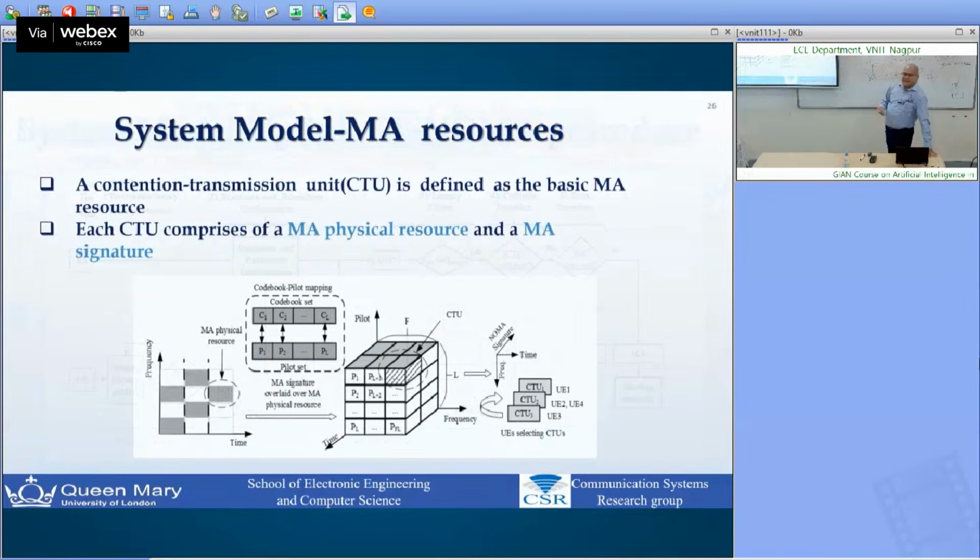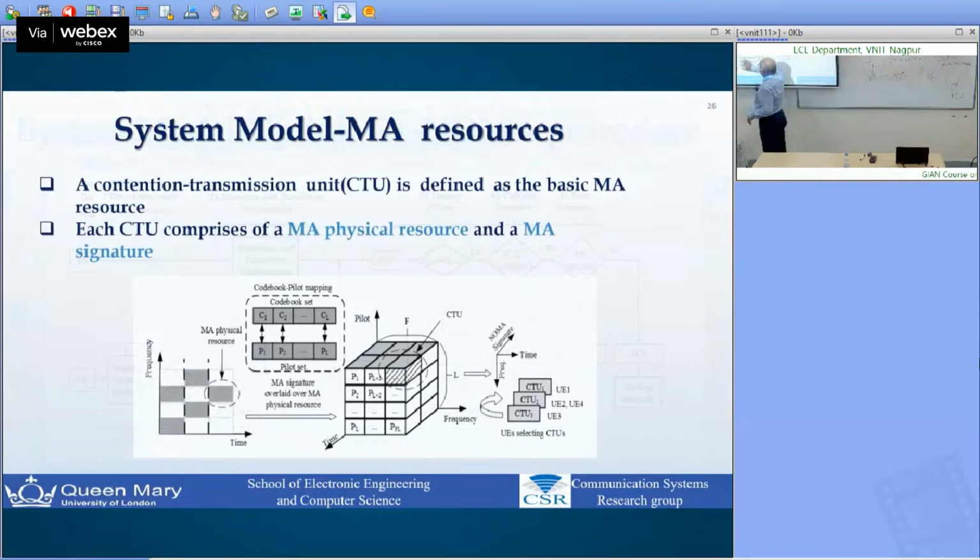So it's a signature to identify the resource block. You have a physical resource block, so to identify it we are going to have a tag, that is the signature sequence. Therefore, here we have for the resource block, time frequency domain, 180 kilohertz, 1 millisecond.